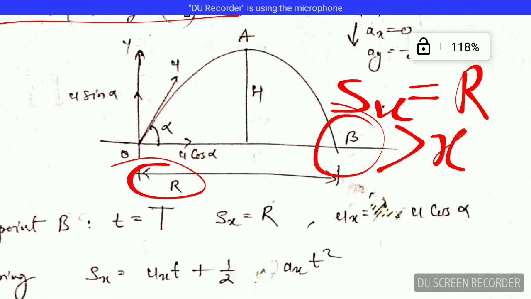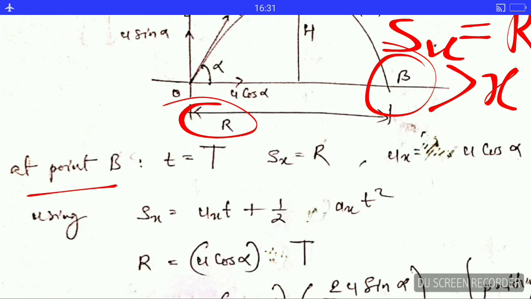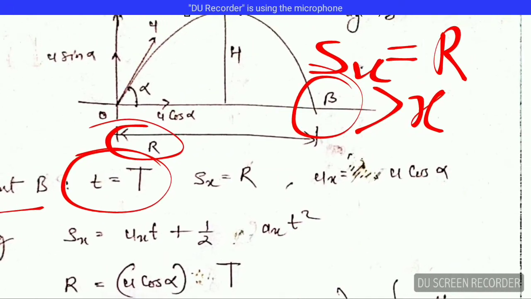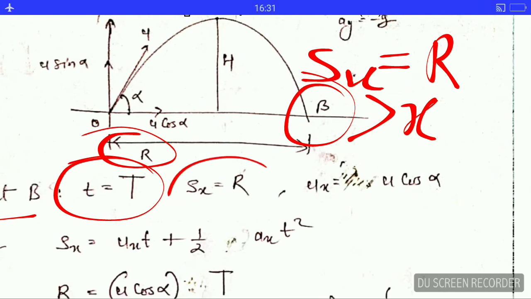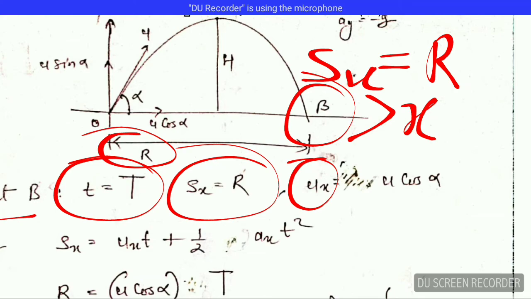So at point B, time will be equal to the time of flight, that is the time taken to complete its motion. Sx will be equal to its range. And ux, the initial velocity along the x direction, is u cos alpha, that is already explained to you.